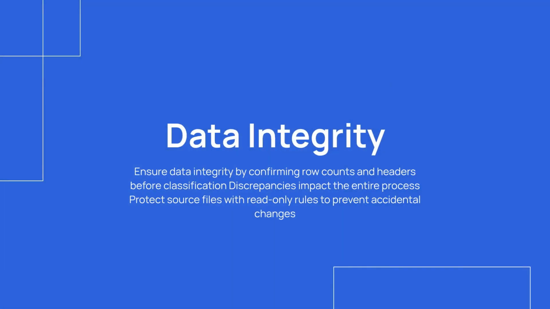Data integrity is crucial for accurate segmentation. Confirm row counts and headers before classification. Any discrepancy affects the entire process. Protect source files with read-only rules. This safeguards against accidental changes.